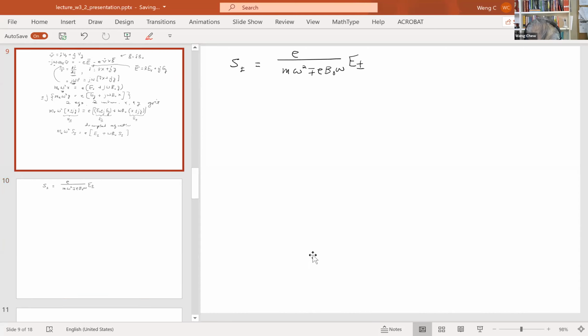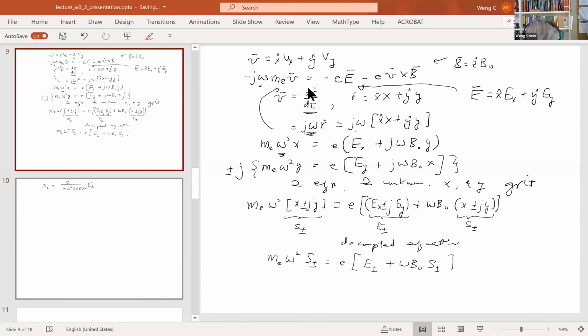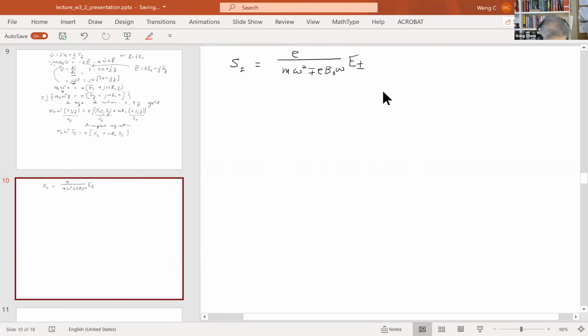Take this equation. Assume that E plus is the input, S plus is the output. You move this output to the left-hand side and then divide and then you solve this equation. And that's what you get. Okay, those are the two possible solutions. And we can say that this is like C plus or minus, E plus or minus.